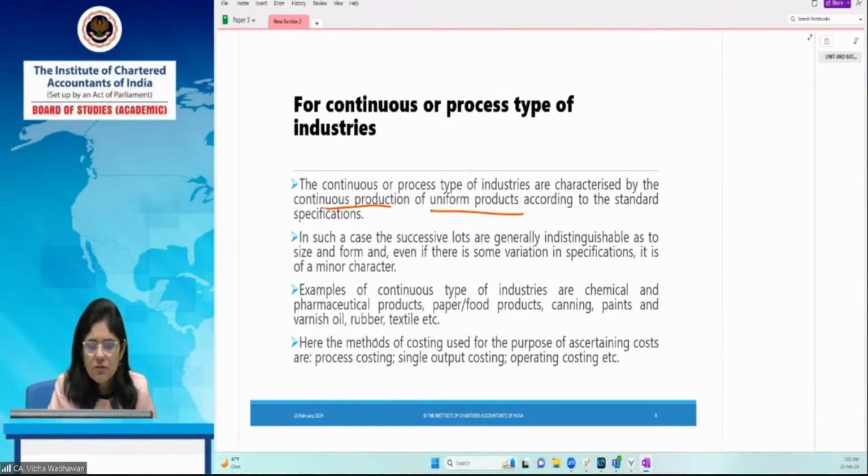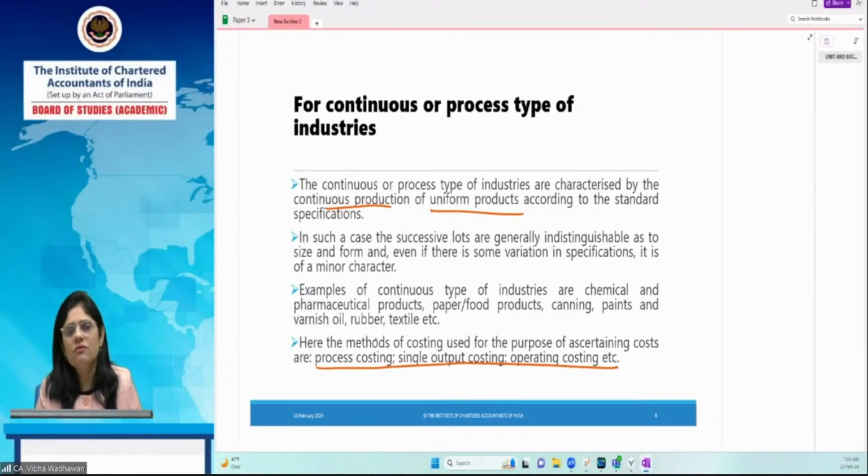Examples of continuous type of industries are chemical, pharmaceutical, paper, food products. If fruity cans are being produced, all the cans will be similar. Clear? This is the type of continuous industries where the same type of product is produced in every lot. Here the methods are process costing, single and operating costing. You will be understanding each and every method of costing. In this module, we'll be starting with unit and batch costing.